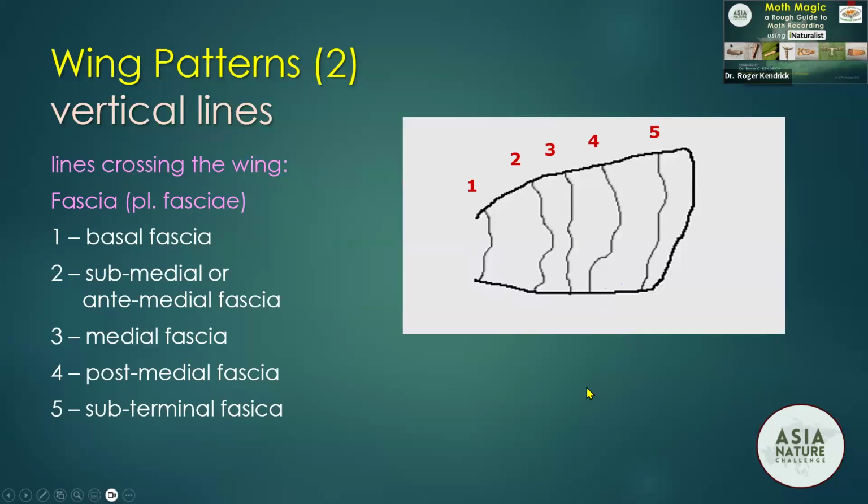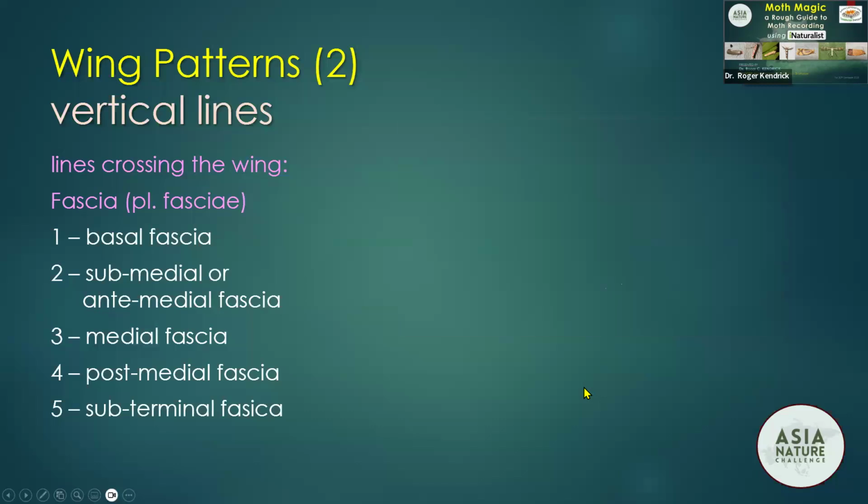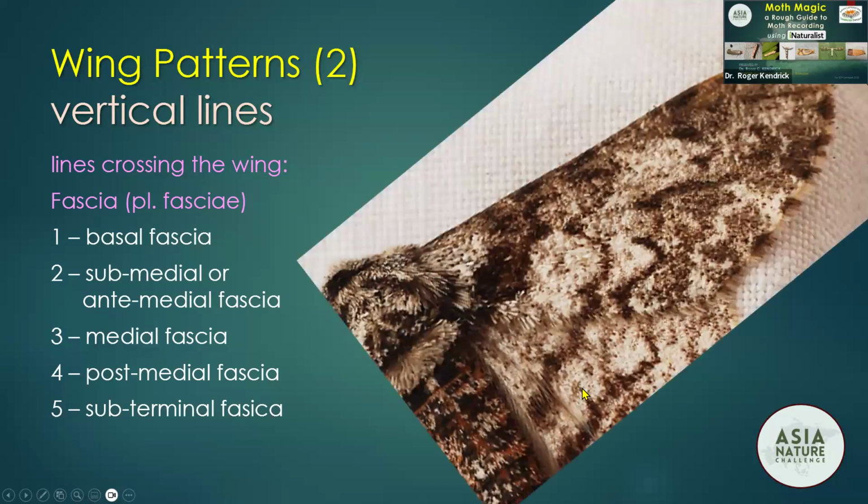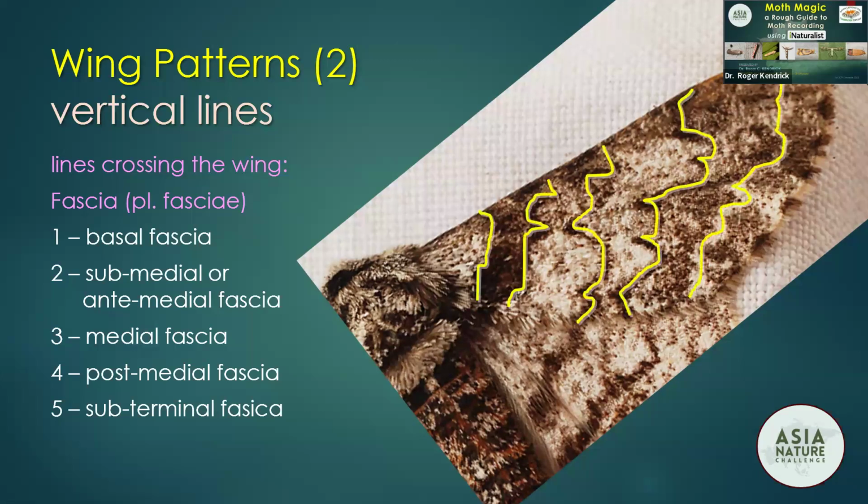Wing patterns can represent like that. Can you see the subbasal? There's not a basal here. This is the base of the wing. That's the dorsum here. That's the costa. That's the termen. Can you see the subbasal? Submedial. The medial, the postmedial, and the subterminal. Yes or no? Can you see them? And if you can't, it's your lucky day because I've drawn them in.